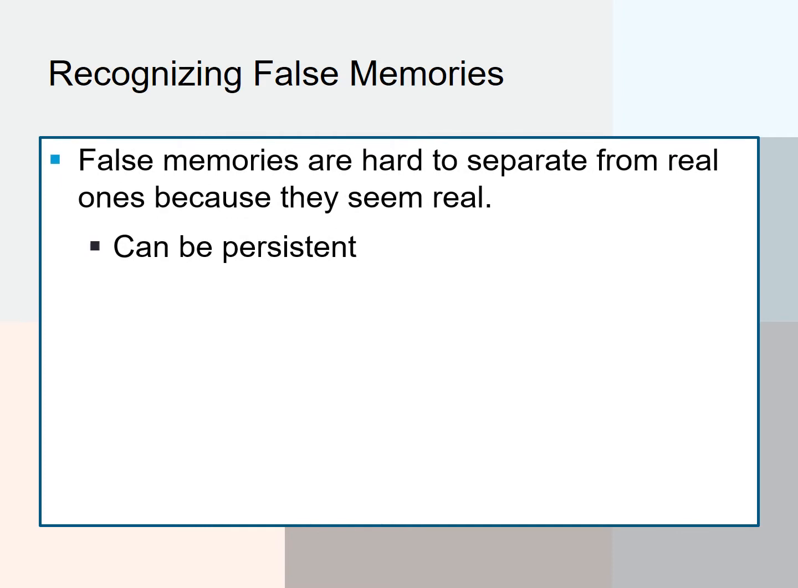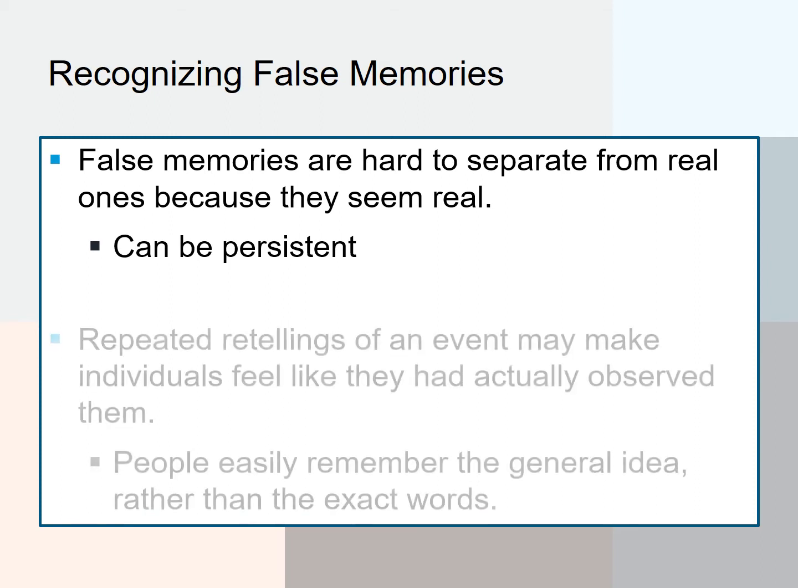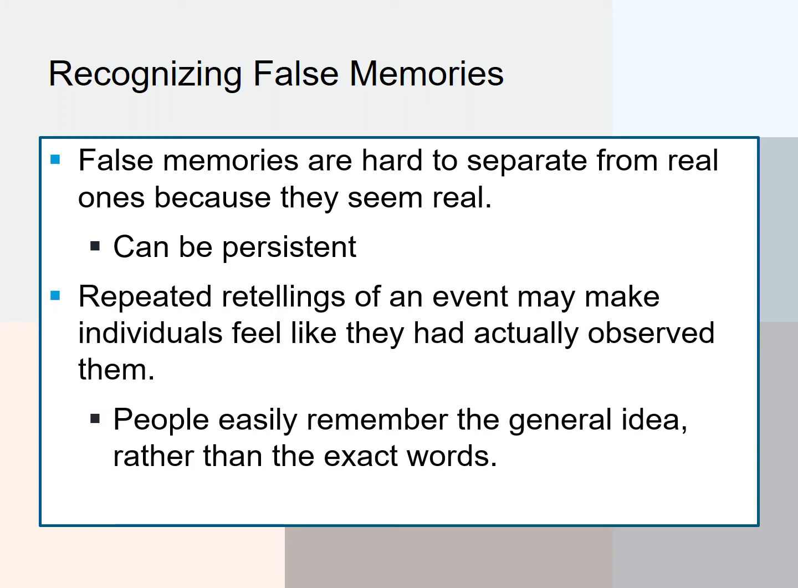Recognizing false memories. False memories are hard to separate from real ones because they seem real. They can be persistent. Repeated retellings of an event may make individuals feel like they had actually observed the event. People easily remember the general idea rather than the exact words.